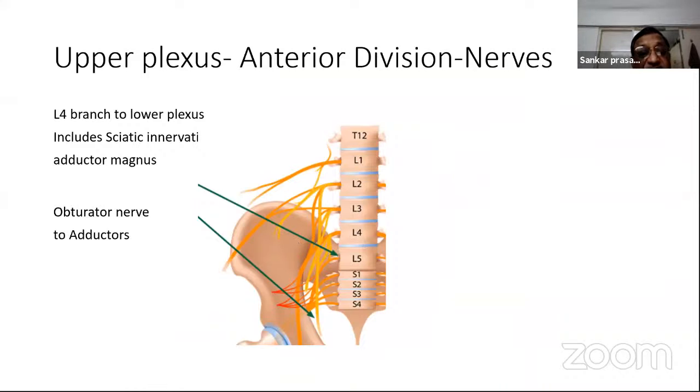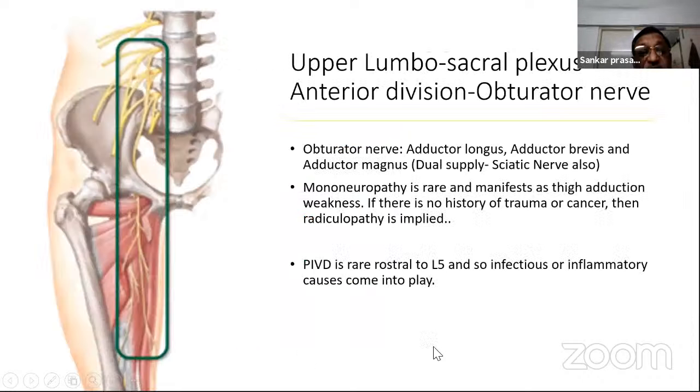The anterior division nerves are L4 branch to lower plexus, include sciatic, which innervates adductor magnus. I said adductor magnus has got dual supply: obturator nerve as well as sciatic nerve, which supplies the adductor group of muscles. So the obturator nerve supplies adductor longus, adductor brevis, adductor magnus. This is a dual supply, and mononeuropathy is rare and manifests as thigh adduction weakness. If there is no history of trauma or cancer, then radiculopathy is implied.